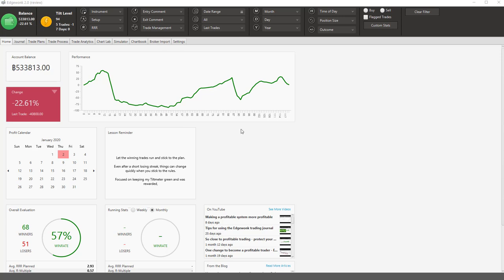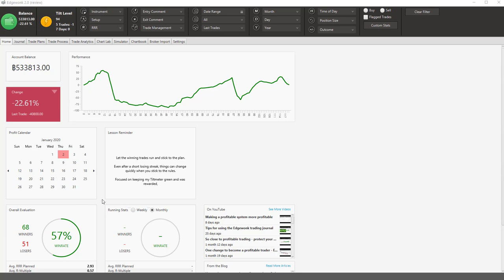So let's take a look here at the home screen, and this is going to be a very interesting review. I already had a look. And when we look at the performance graph, you can see that more or less this trader is around break even. However, there are periods where he is losing quite a bit of money, and we will try to find out how we can improve his trading, and can we improve his trading.